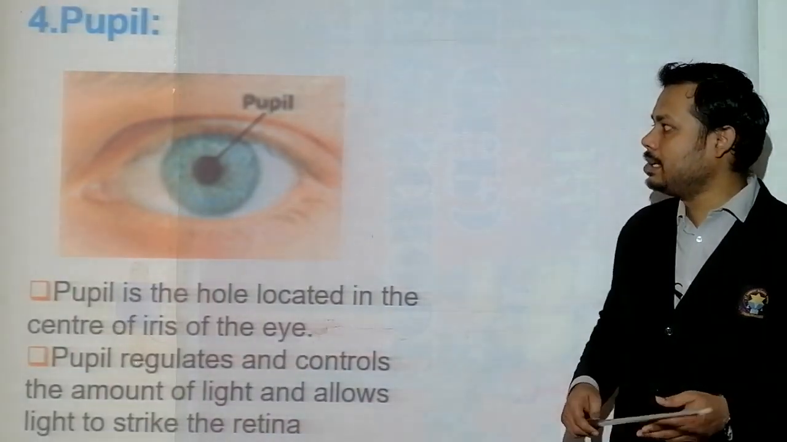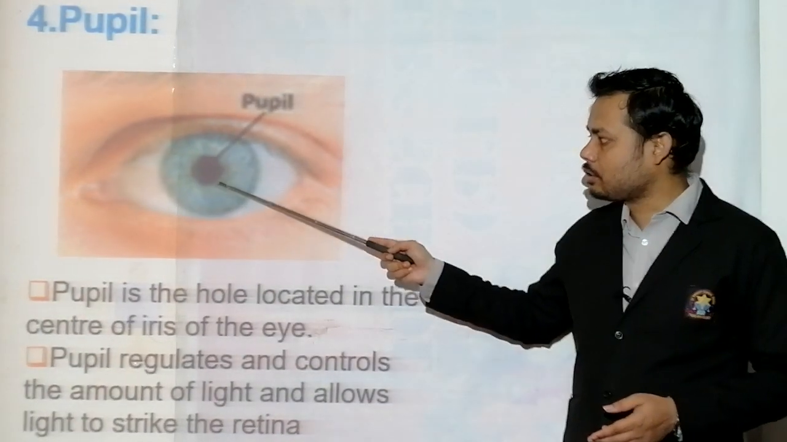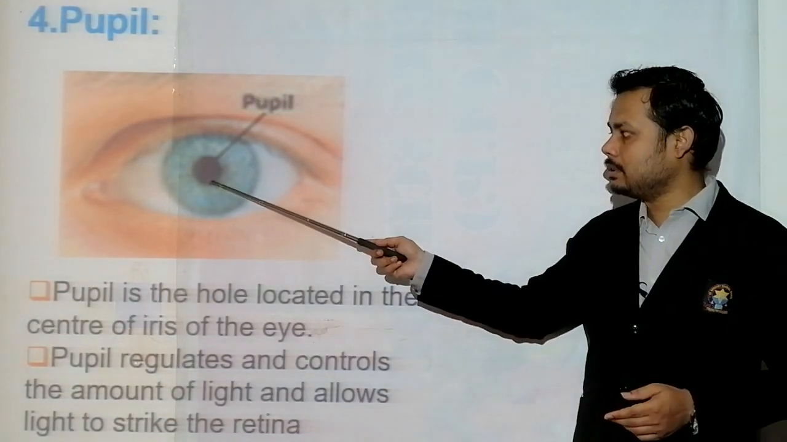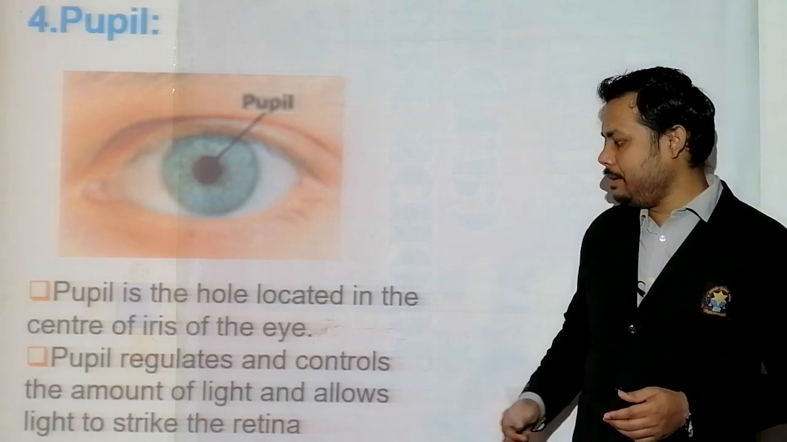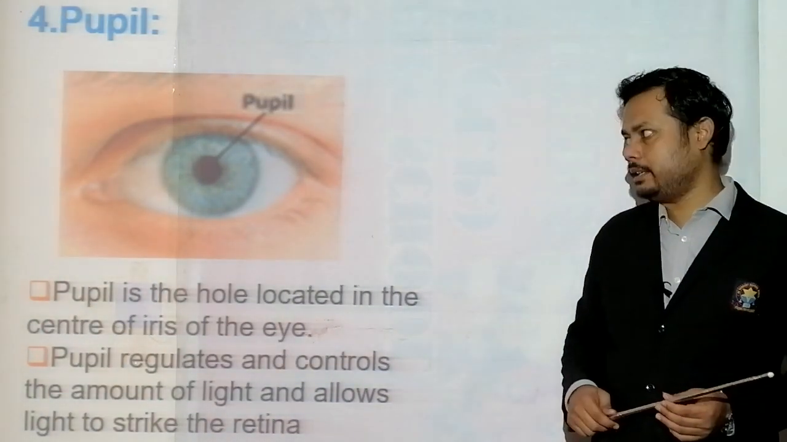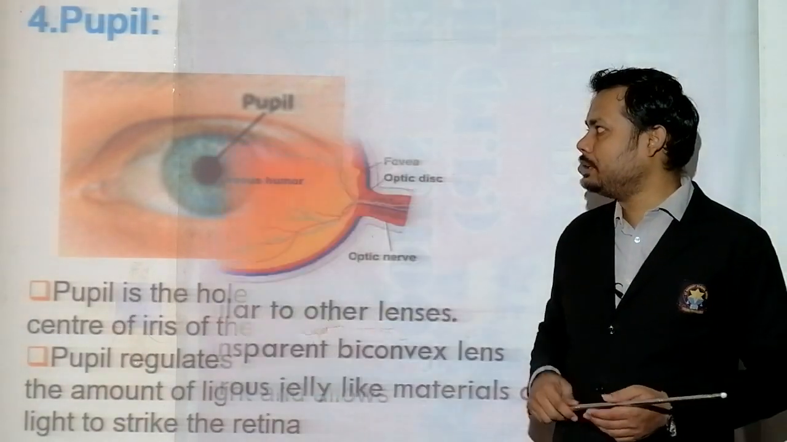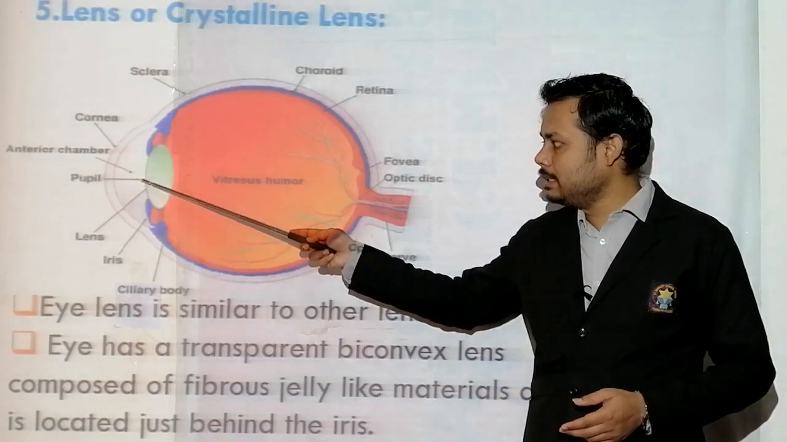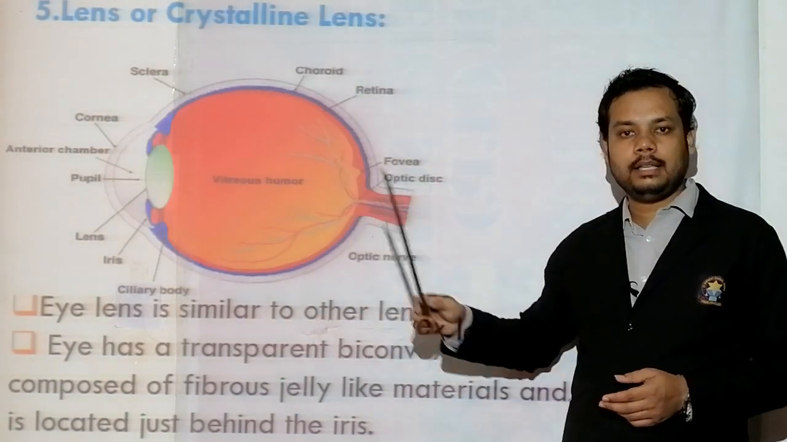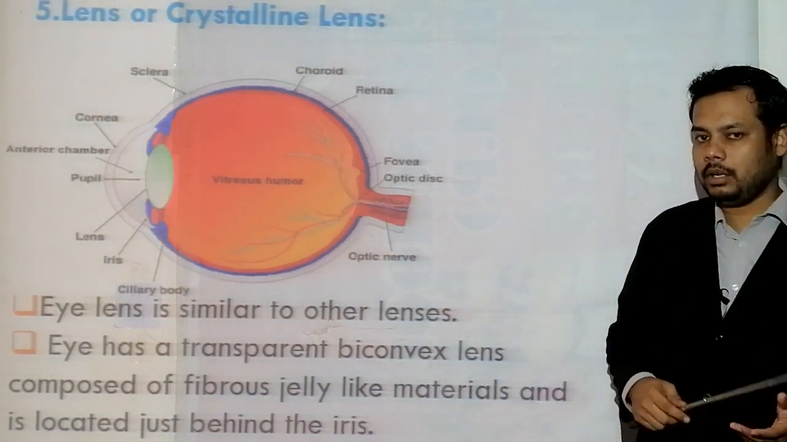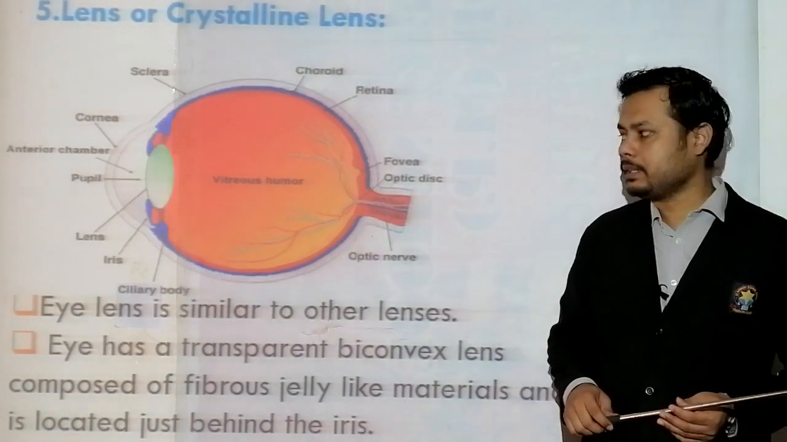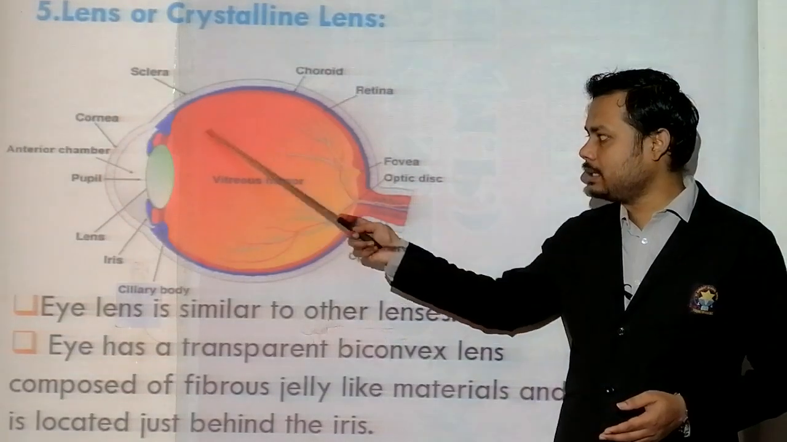After the iris, the next part, the center part, is called the pupil. The pupil is simply a dark hole and its main function is to regulate the light striking on it. Just after the pupil, there is a crystalline lens. This crystalline lens is a biconvex lens. As we already know, a biconvex lens has the function to converge light rays, so it is also converging the light rays.